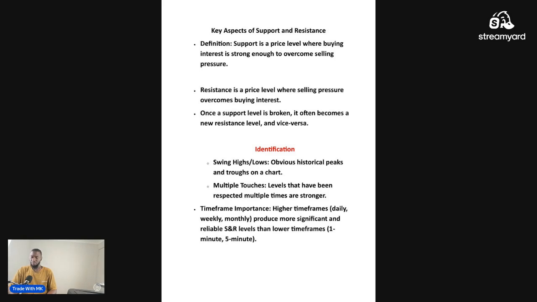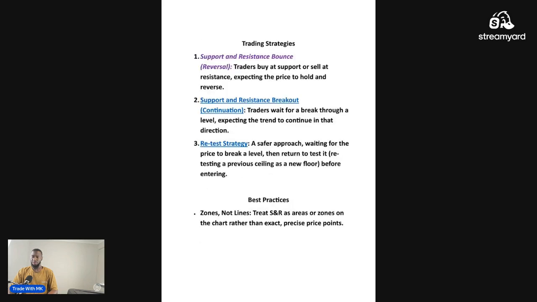Time frame is important. Higher time frames, daily, weekly, and monthly, produce more significant and reliable support and resistance, which is SNR, levels than lower time frames, 1 minute to 5 minute. They can be very tricky. It's very hard, because your support or resistance level can be broken very, very easily.